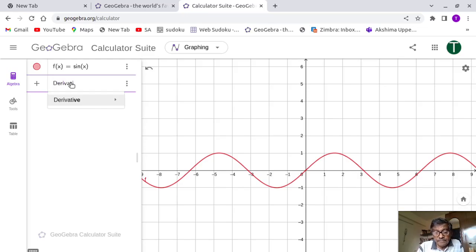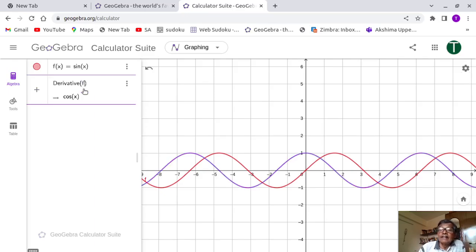derivative of the function. So in the braces you write f here, f, and you see your cosine x appears. So this blue function is the derivative of the sine function. Clear? So for that matter, any function you can find out its derivative.